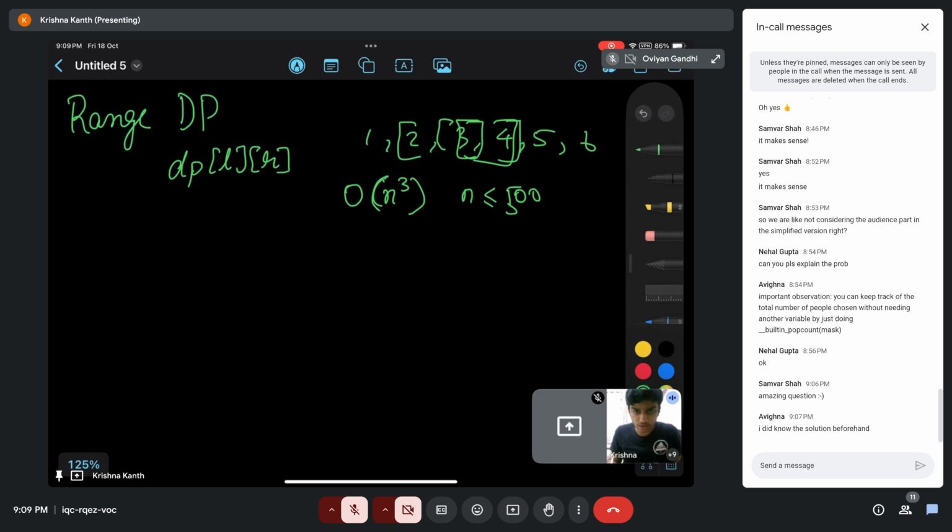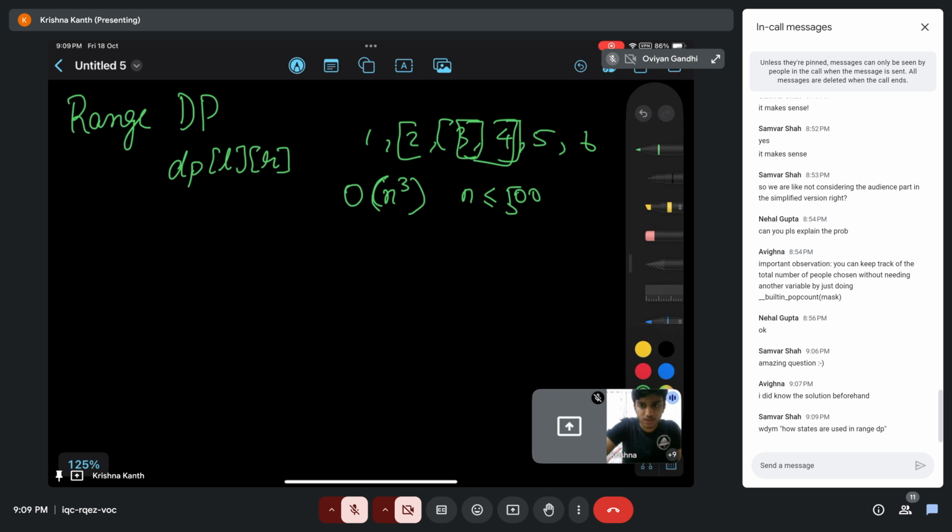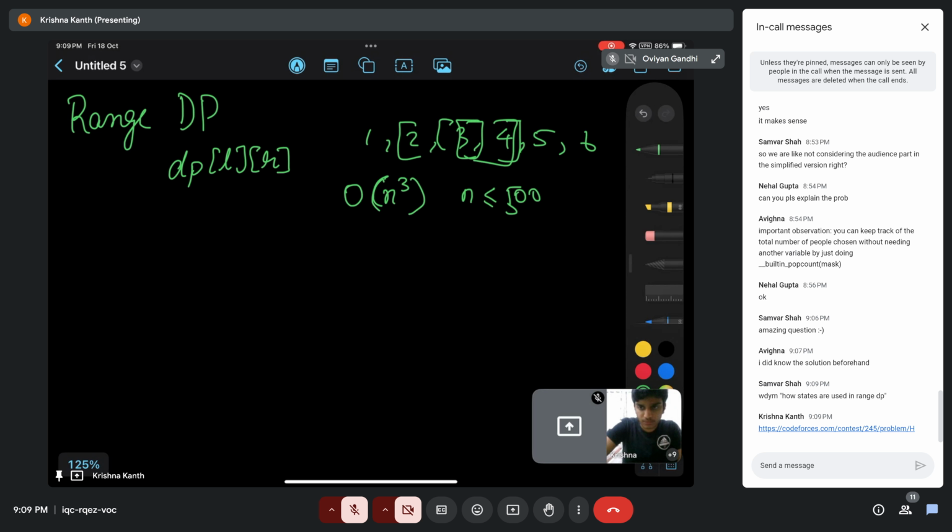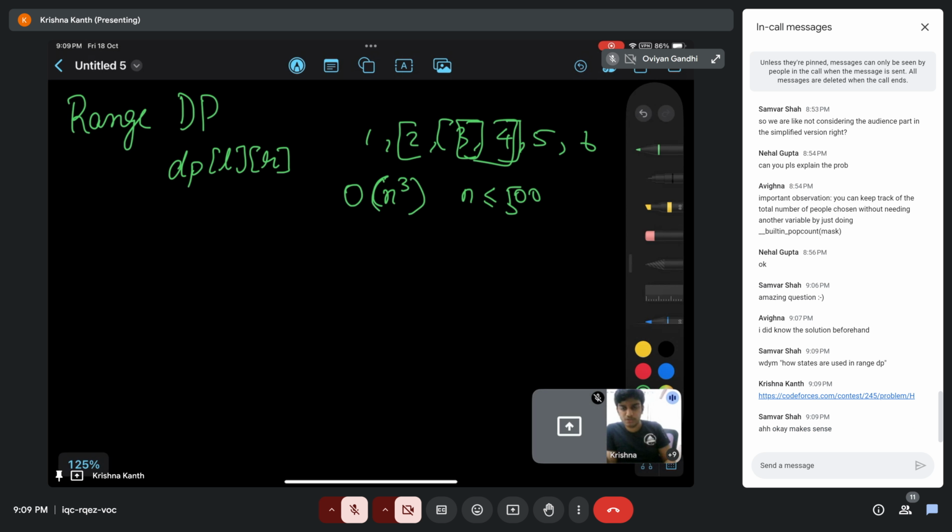So do you understand how states are used in range DP? Okay. So now I will take a problem. This is a code for this problem. It's quite easy if you have worked with palindromes. Then it's very easy. Do give it a try. Normally, I'm saying that states can be generalized. They don't have to be a single number. They can be a continuous range, or they can be a subset. That's what I mean. States are basically continuous ranges.